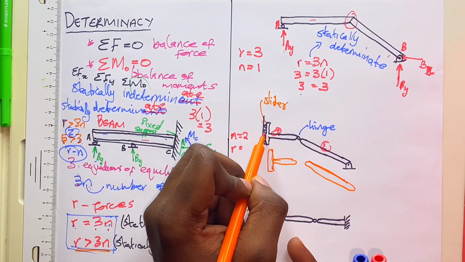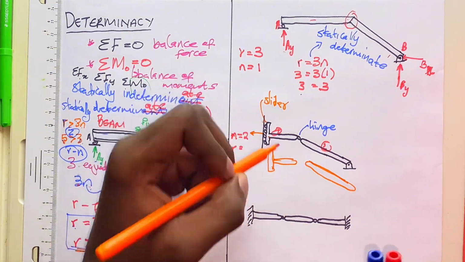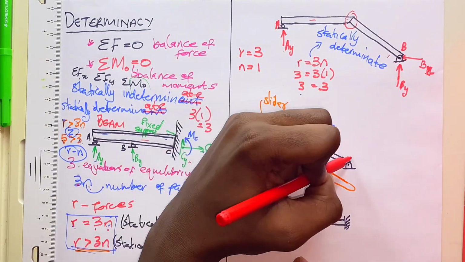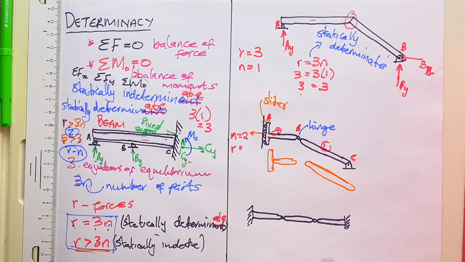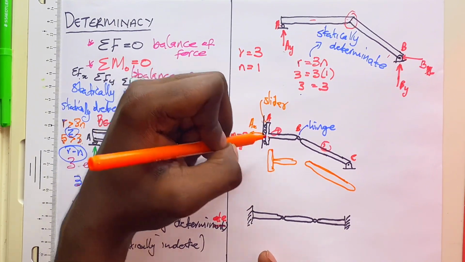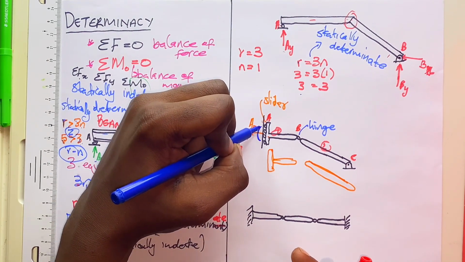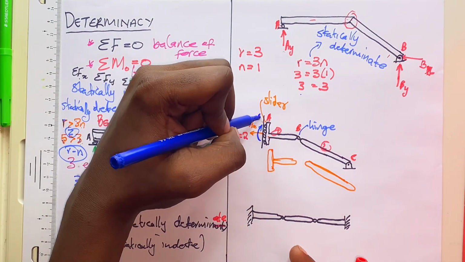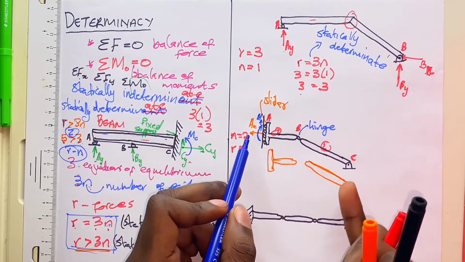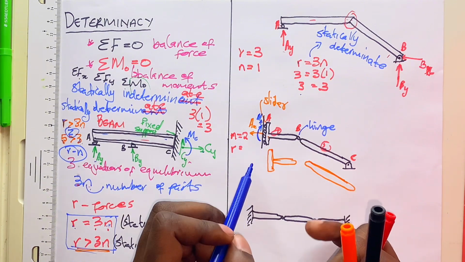It supports our member in the x-axis. I forgot to name this part, A, B, and C. It supports this member in the x-axis, so we'll have AX, and it also makes a moment. It will be very important that you know the type of supports that you are dealing with and what type of reactions they have.